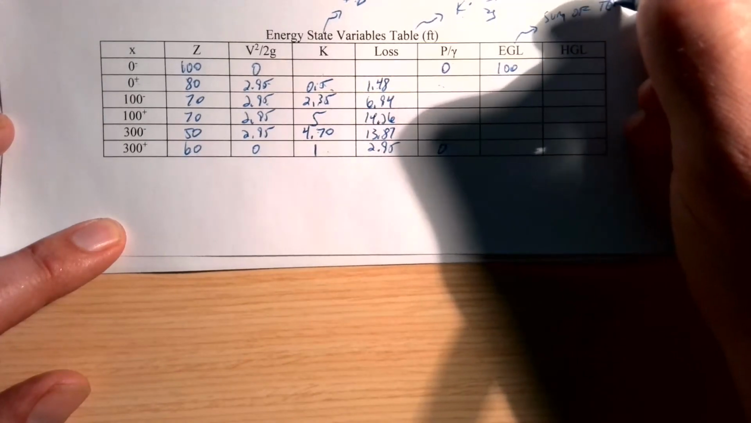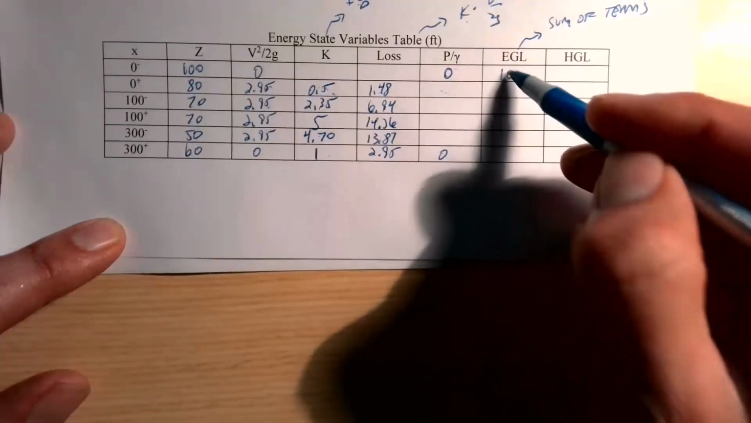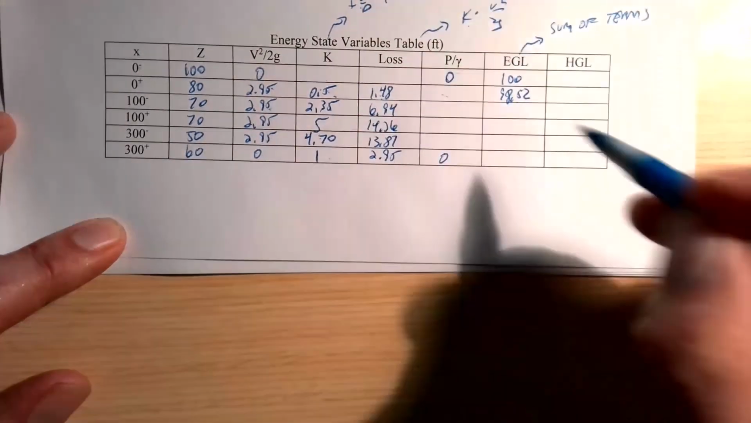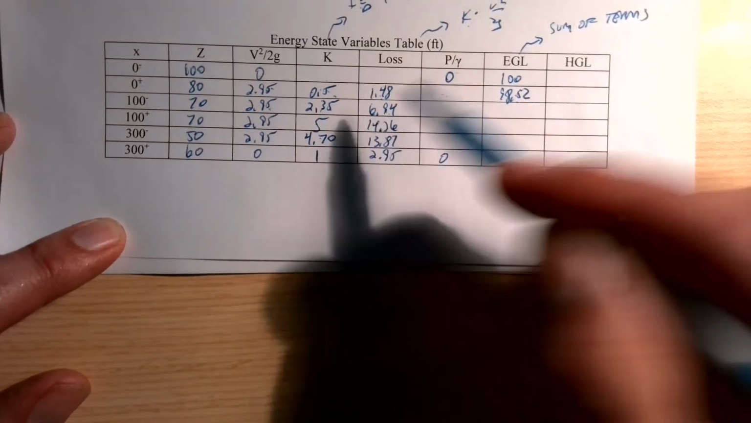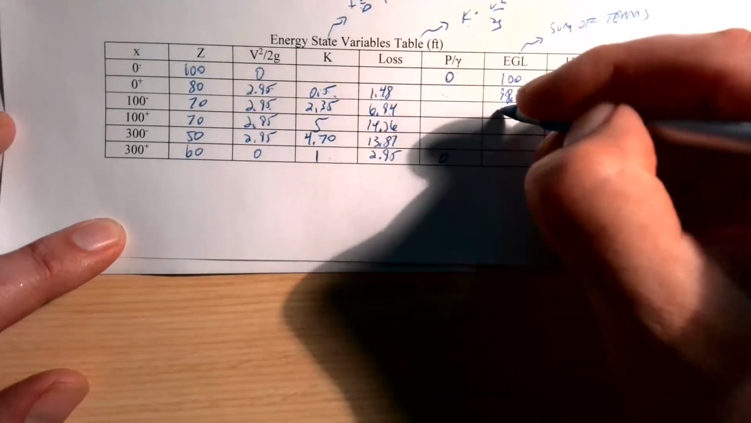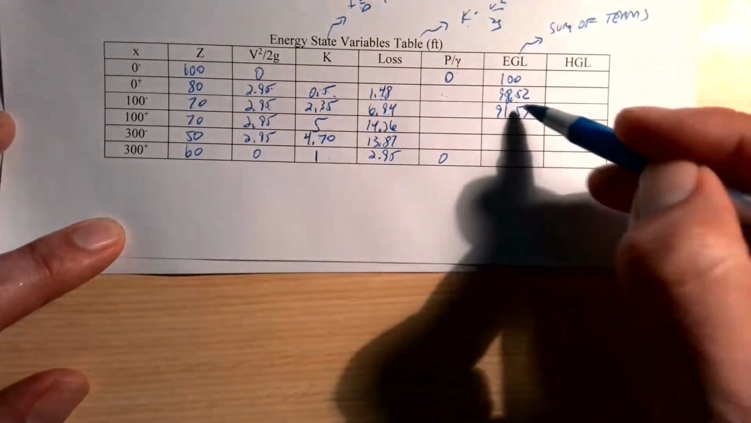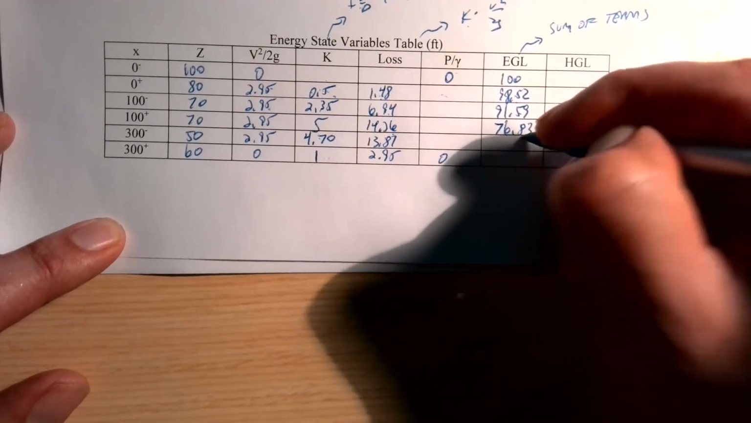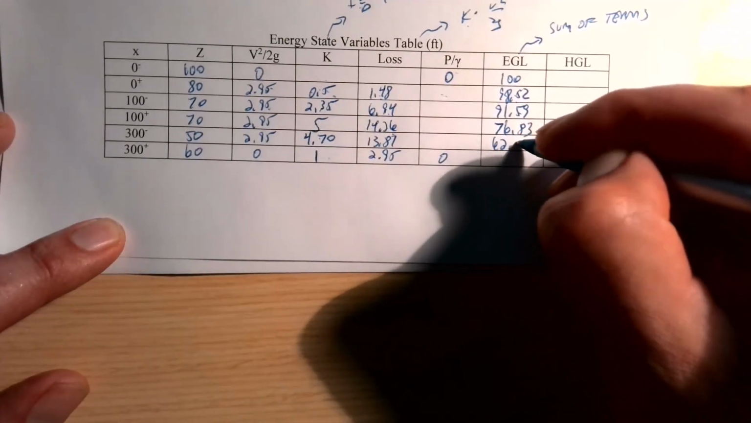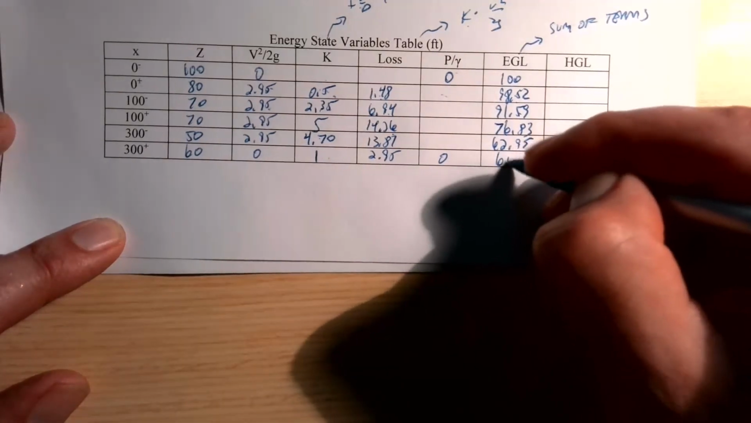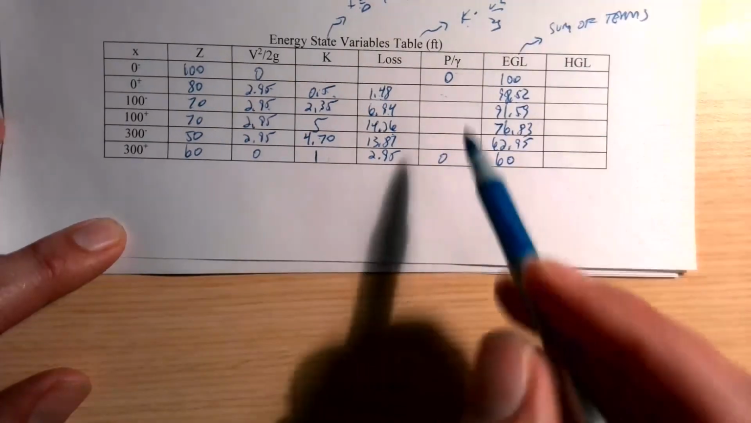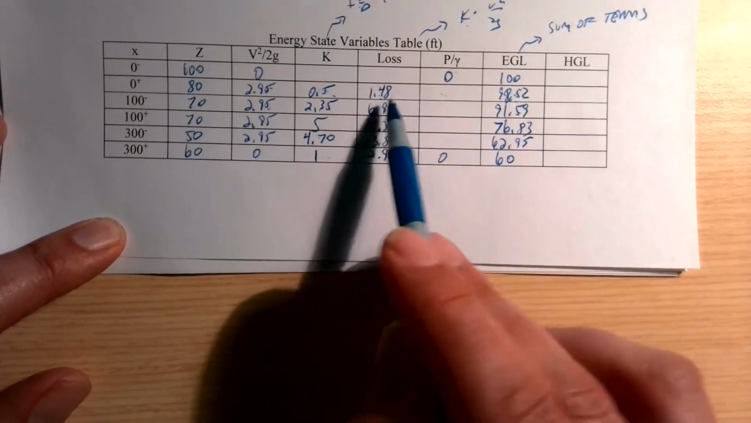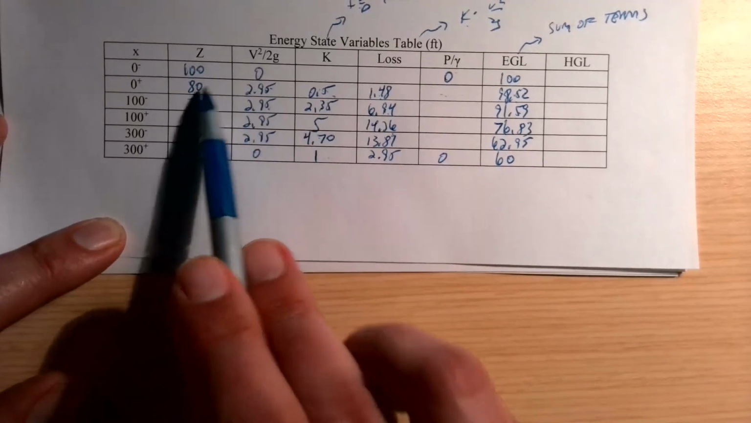So the sum of terms: 100 minus 1.48 is going to give me 98.52. And then 98.52 minus the 6.94 is going to give me 91.59. 91.59 minus 14.26 is 76.83, then 62.95, and then 60. Okay, and so now I've got the total energy head, and then the pressure has got to be the total minus these other two terms, the Z and the V squared terms.